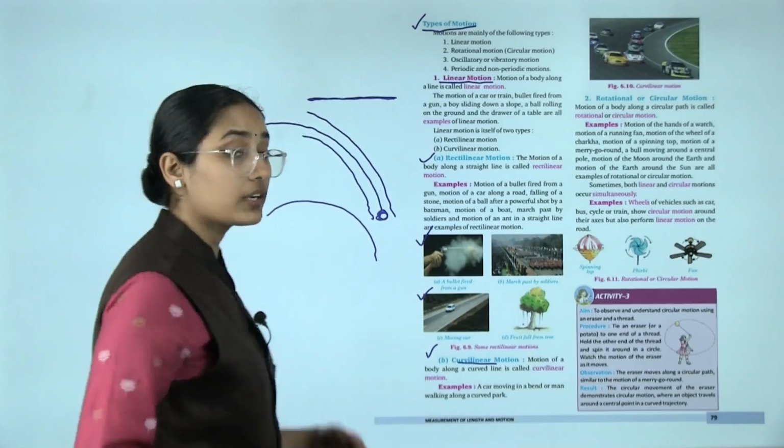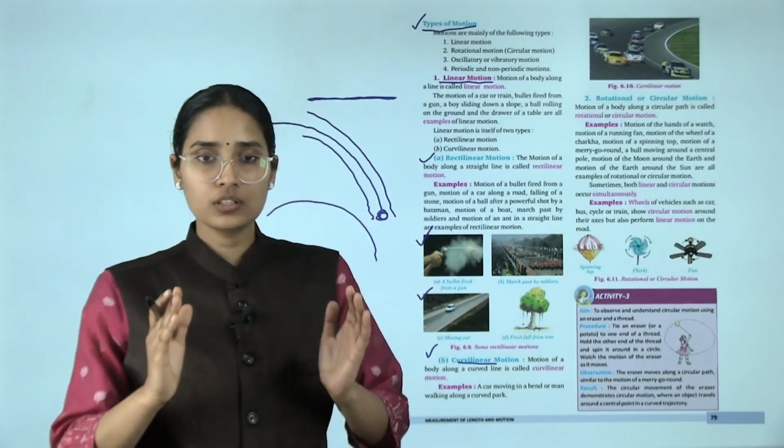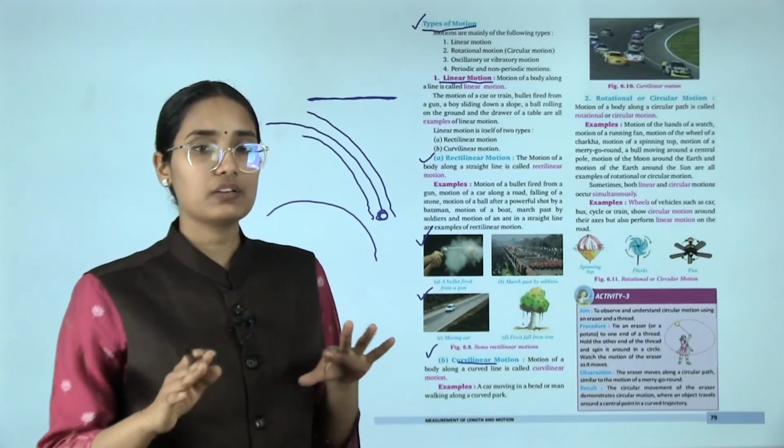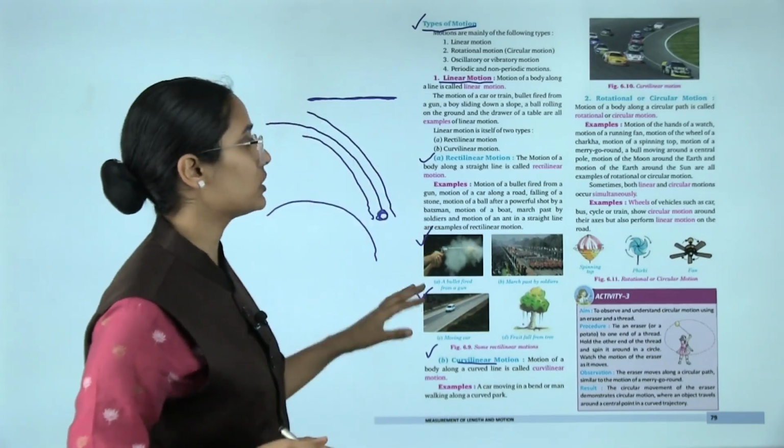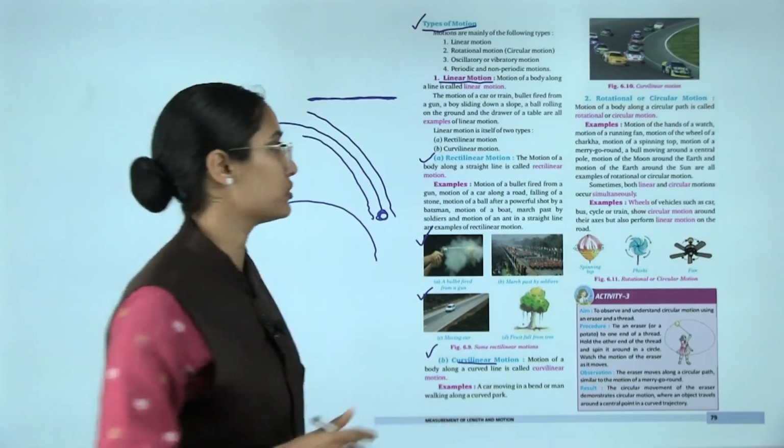For him, he is moving in a straight path, but if we take a broader picture, he is actually moving on a curved path. So, this is an example of curvilinear motion.